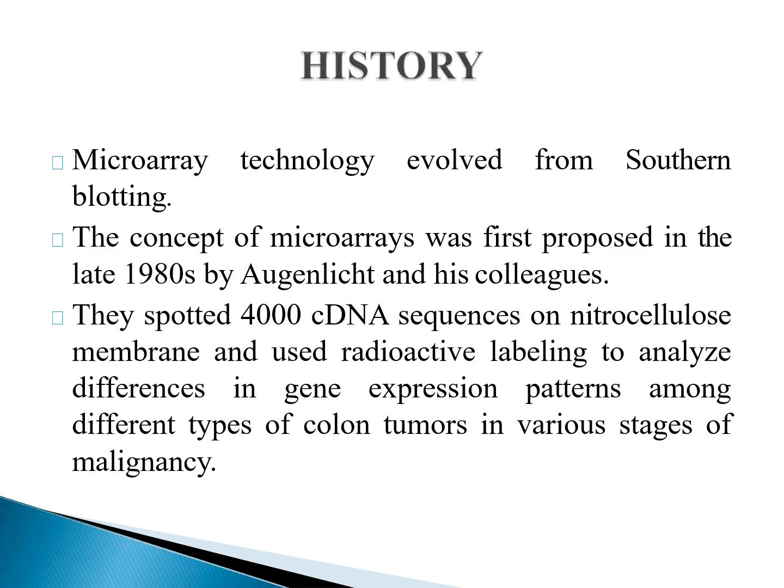They spotted 4,000 cDNA sequences on a nitrocellulose membrane and used radioactive labeling to analyze differences in gene expression patterns among different types of colon tumors in various stages of malignancy. So they isolated mRNAs from the cell and converted them into cDNA. Those cDNA molecules were spotted on the nitrocellulose membrane, and later the mRNA molecules isolated from the different stages of malignancy of the colon tumor were labeled with radioactive material and hybridized with these 4,000 different cDNA molecules, and thereby they studied the gene expression pattern among these different types of colon tumors in various stages of malignancy.